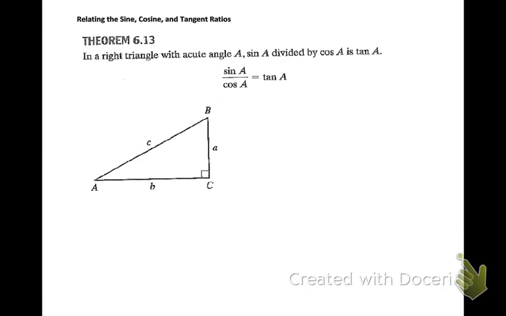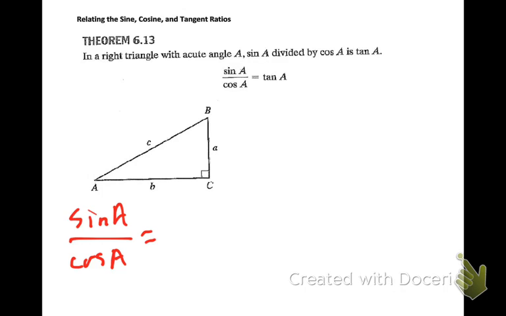Now, in the right triangle with acute angle A, the sine of A divided by the cosine of A is the tangent of A. All right, we have to show why this is the case. It's kind of like a little proof. You don't have to provide reasons. So we have the sine of A over the cosine of A.